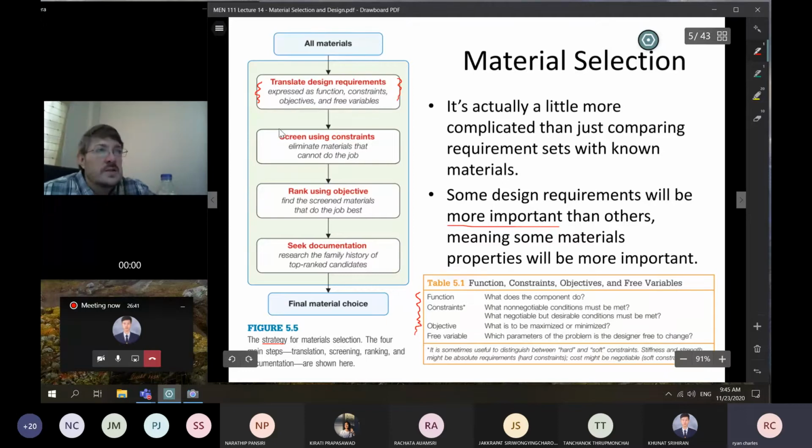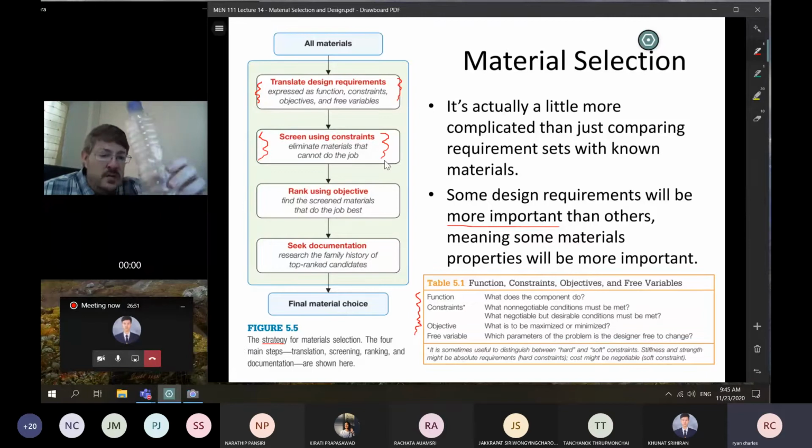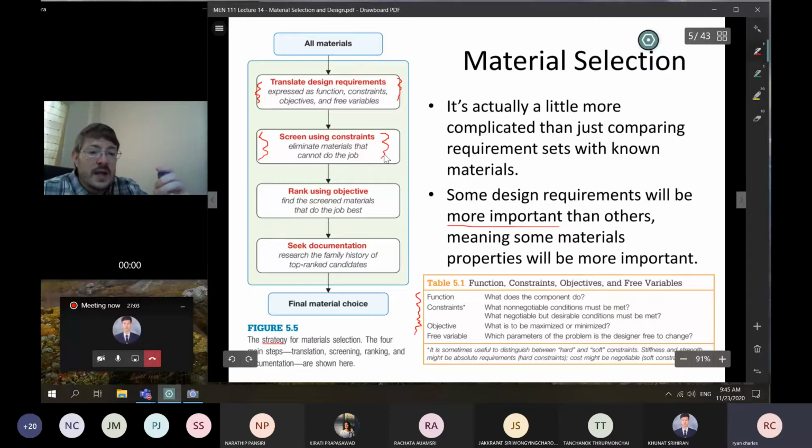So then he goes through screen using constraints, right? Eliminate materials that can't do the job. We're not going to make this out of ceramic, too expensive. We're not going to make this out of metal because, again, too expensive, perhaps. We're not going to make this out of rubber because it would just flop around, right? So we have things that we would eliminate, right? We're not going to make this out of a sponge because it would be porous, too porous.